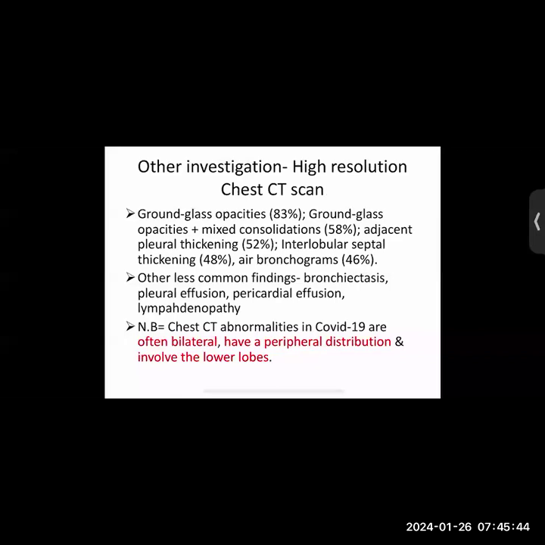Other investigations, which I just added: since the chest X-ray was said to be normal, chest X-ray could actually show some features as listed above. Then the chest computerized tomographic abnormalities in COVID-19 are said to be bilateral, with peripheral distribution, and usually involve the lower lobes. Next slide, please.